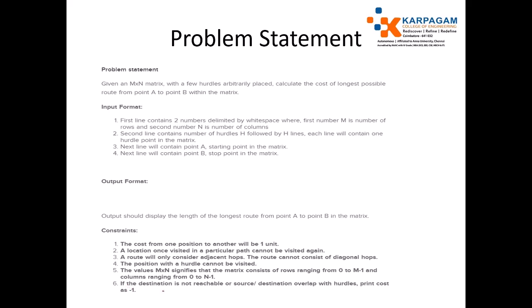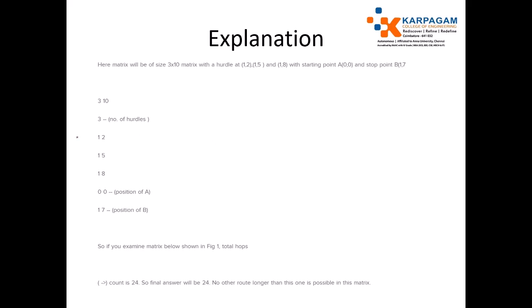Sixth point, if the destination is not reachable, or the source or destination overlaps with the hurdles, print the cost as minus 1. Here the input format: they are entering a 3 by 10 matrix. The number of hurdles is 3. We need to mention the row value and column value: cells 1 2, 1 5 and 1 8 have 0. The starting point is cell 0, 0 and the ending point is 1, 7.